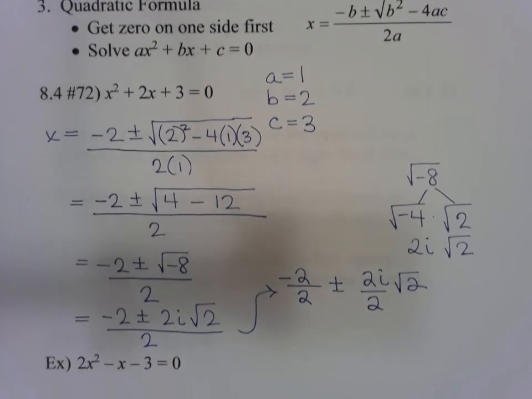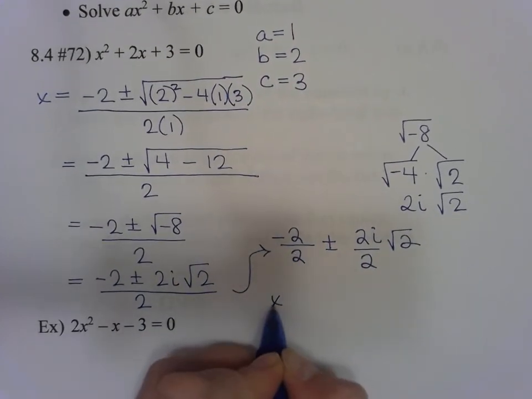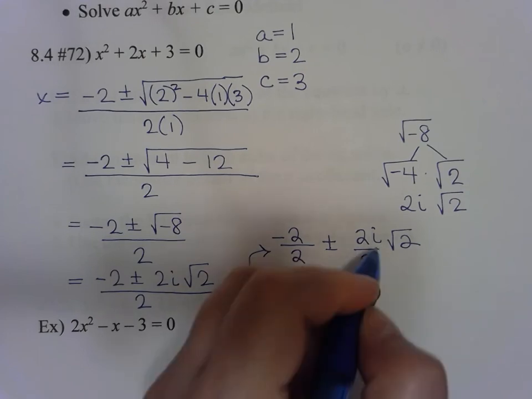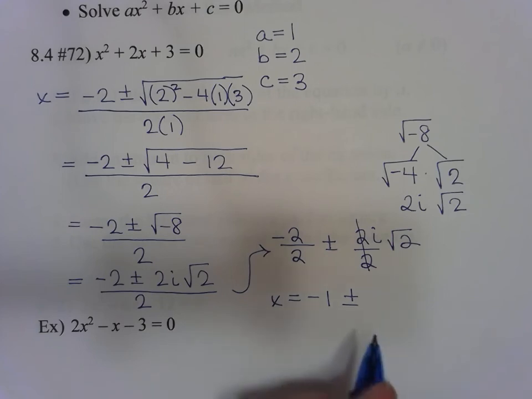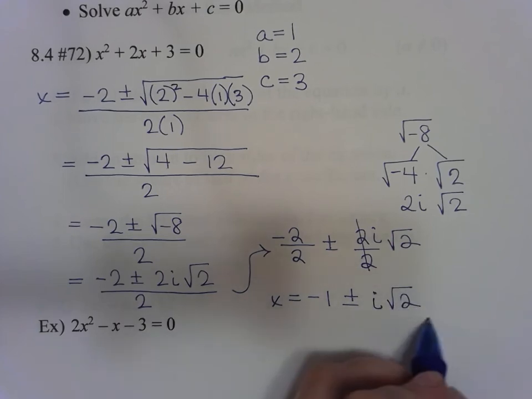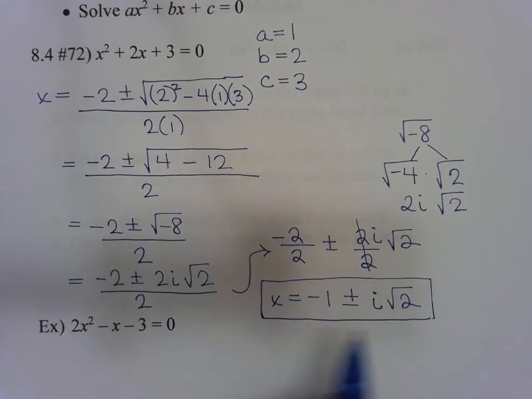Lots of 2's, and we can cancel several things, right? So this is going to be negative 1 plus or minus, these 2's are going to cancel, right? So i square root of 2. I like to write the i in the front if I am working with a square root, but you can write it in the back. This is just my personal preference.